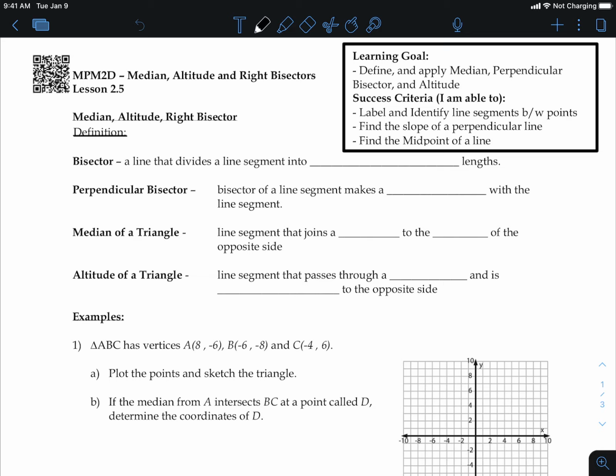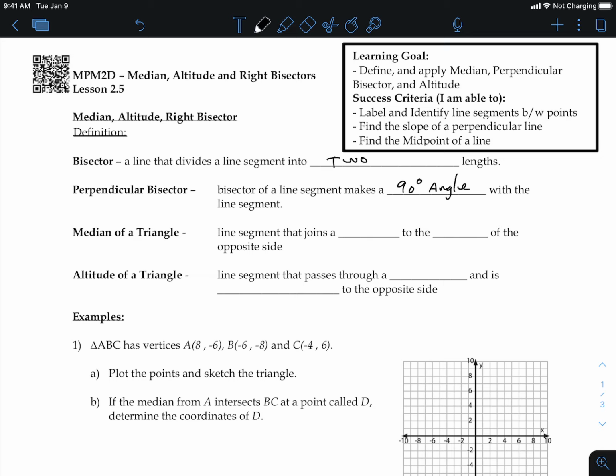Okay. Here are some definitions. A bisector: a line that divides a line segment into two lengths. Perpendicular bisector: it makes a 90-degree angle with a line segment. Okay.